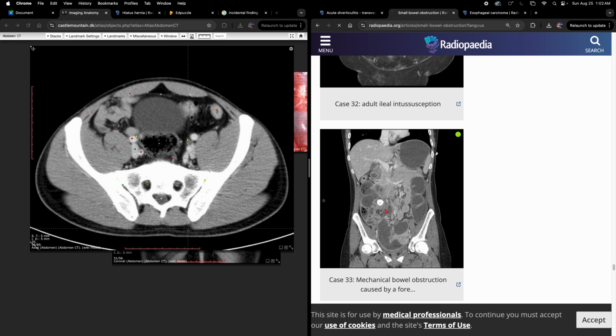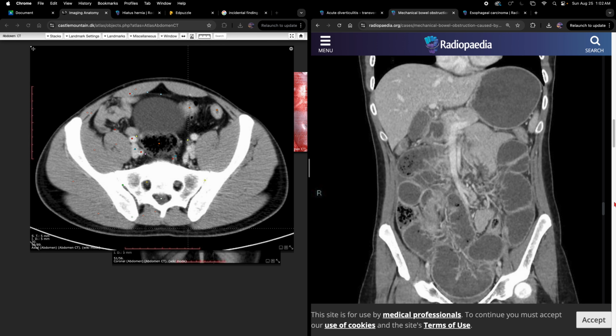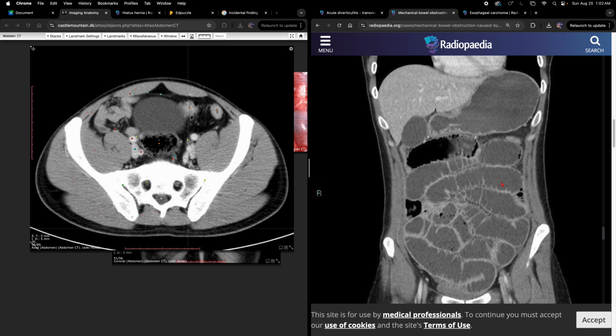That's X-ray. Okay, this is an adult, so let's try to find this one. We can still see the large bowel loops here, right? You can see them all here. That's the hallmark of a bowel obstruction on CT. All of that's not normal.